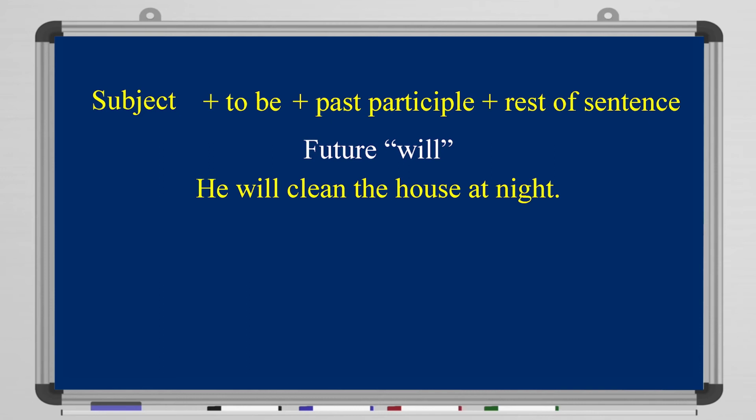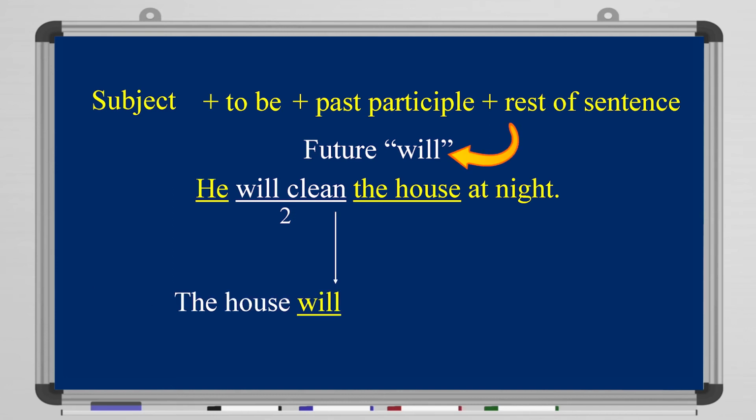He will clean the house at night. Subject, verb, object. Very good. Where's the subject? He. Where's the verb? Will clean. Where's the object? The house. Now what do I do? I start with the object, the house. Then what do I do? Will. Why do we put will? Because this is in the future. Very good. So we put will.